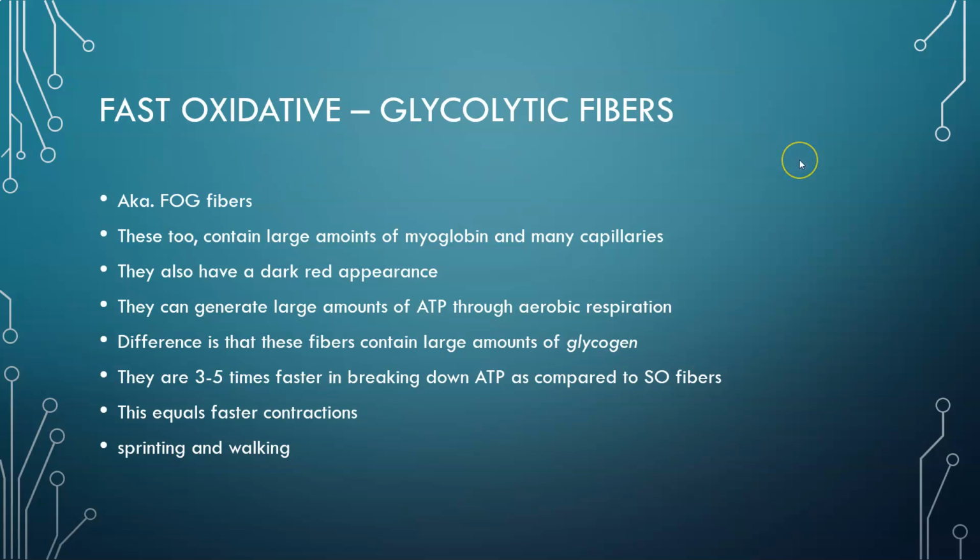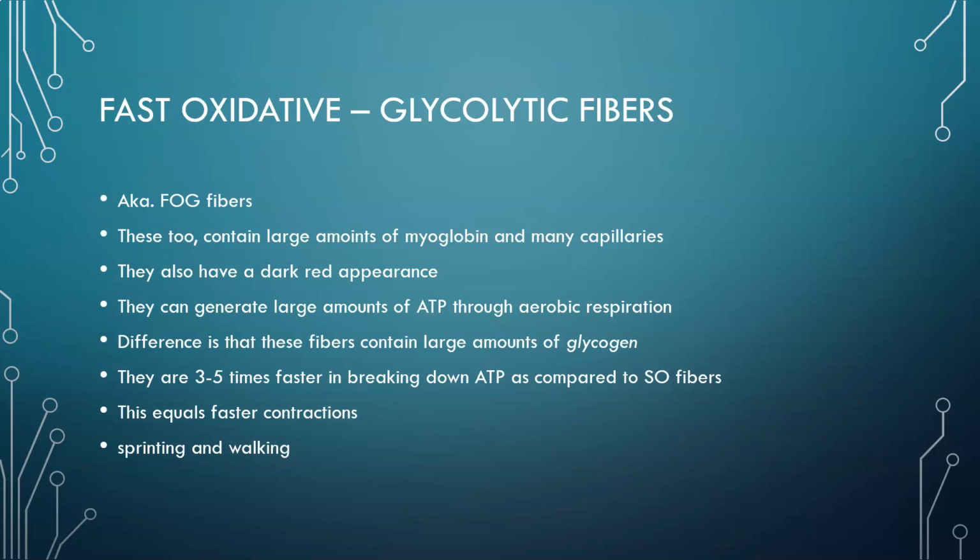The next type of fiber is called fast oxidative glycolytic fibers, also known as FOG fibers. These also contain large amounts of myoglobin and many capillaries, which means obviously there's a lot of aerobic metabolism occurring here. They too have a dark red appearance because of this excessive myoglobin, and they generate large amounts of ATP through aerobic respiration as well. The difference between fast oxidative and slow oxidative is that there are also vast amounts of glycogen here. So not only do they have lots of myoglobin, they also have lots of glycogen.